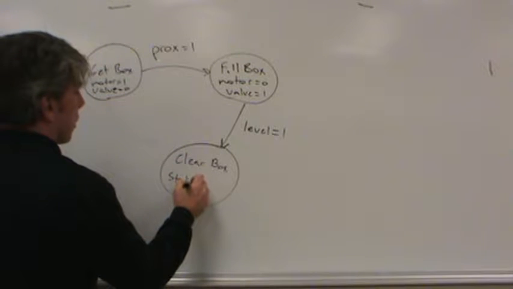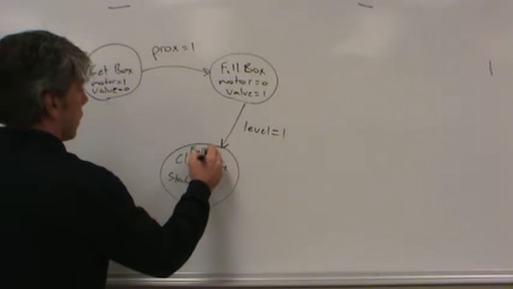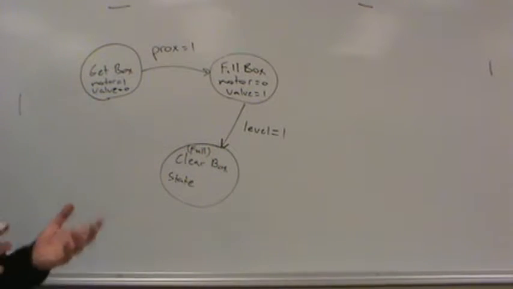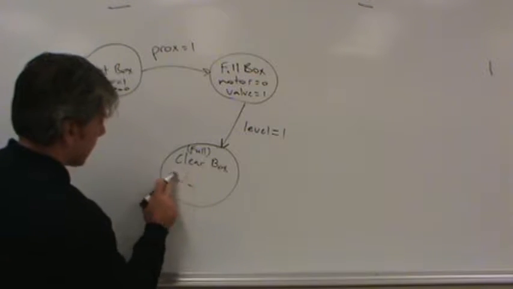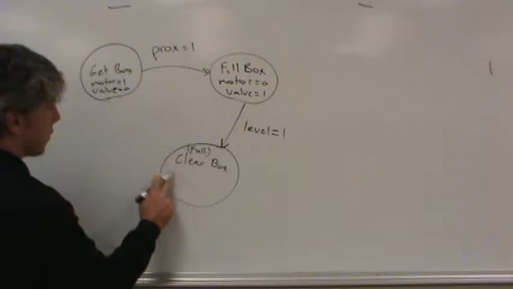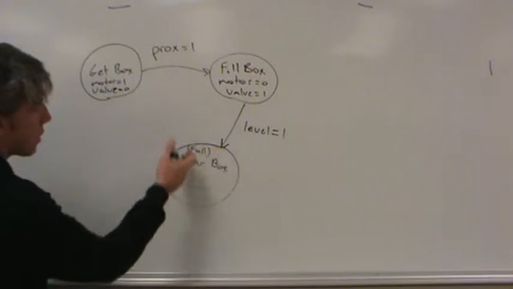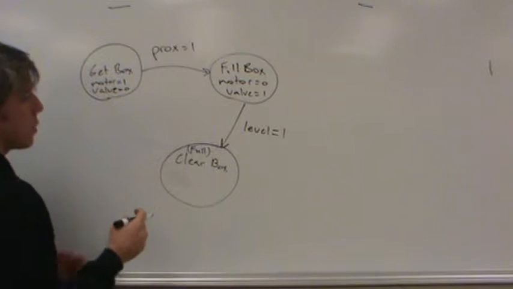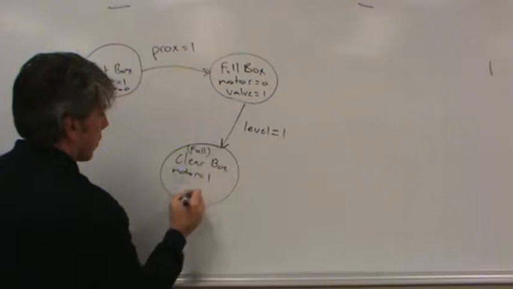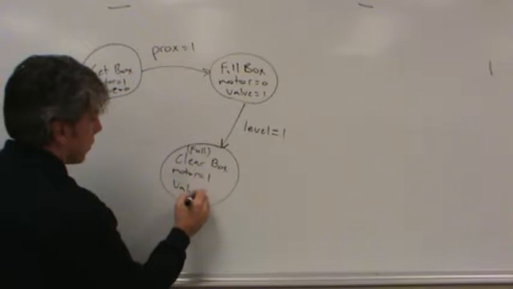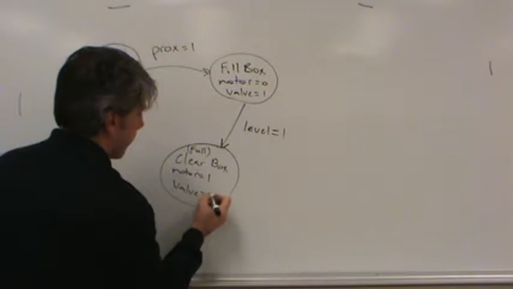You could also call this a full box state. In other words, we've got a full box right now. What do we want to do with that box? We want to send it on its way. Okay? So in that case, I'm not using the word state, but these are states. Each of the circles represents a state of the machine. In this state, we leave the motor on and the valve off.